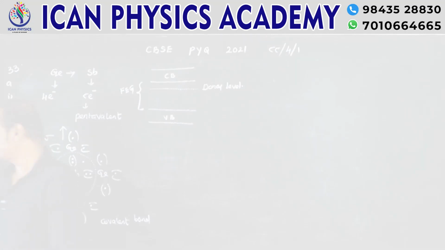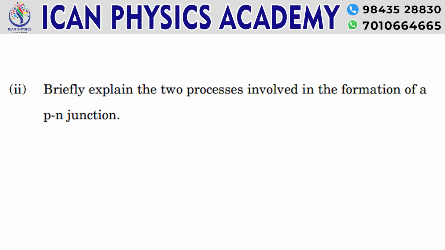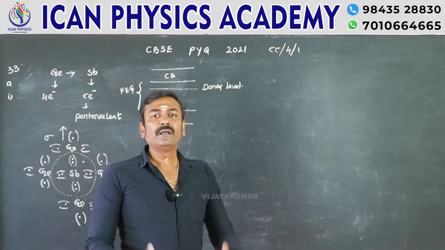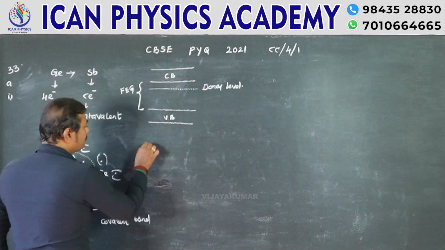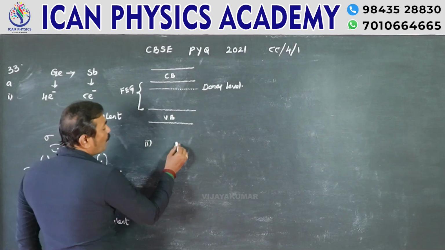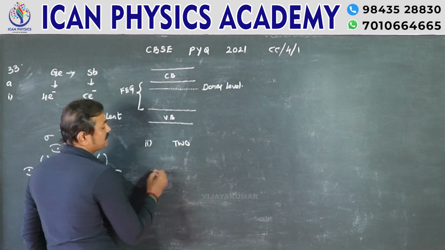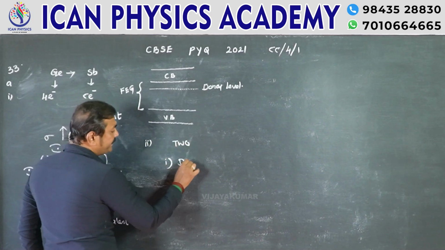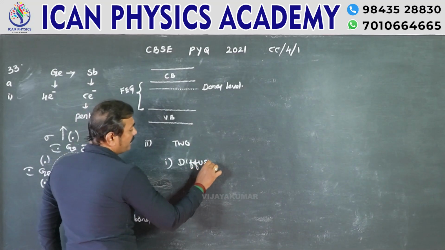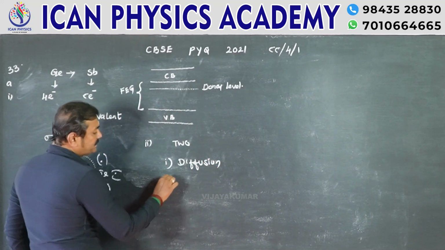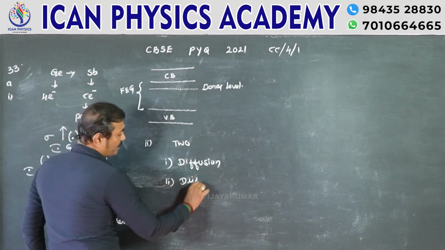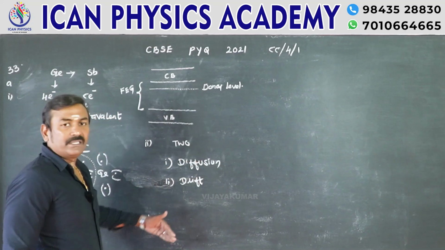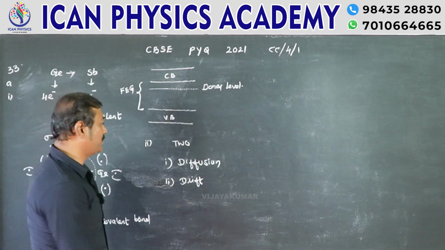No doubts. Okay, the second question. Briefly explain the 2 processes involved in the formation of a PN junction. So what are the 2 processes? One is diffusion, and another one is drift, in the formation of a PN junction.